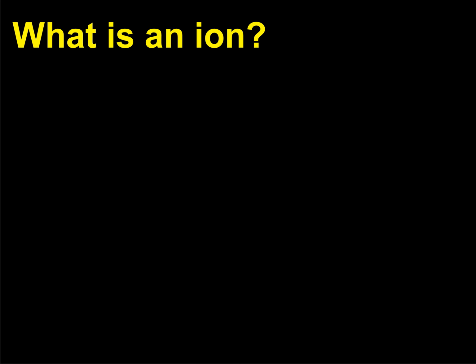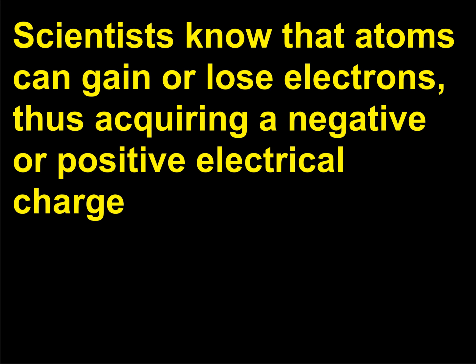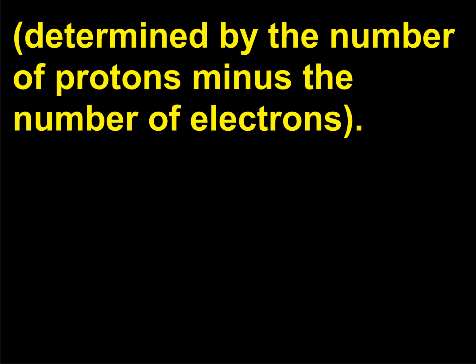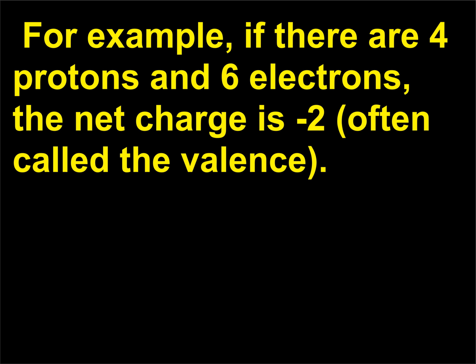What is an ion? Scientists know that atoms can gain or lose electrons, thus acquiring a negative or positive electrical charge, determined by the number of protons minus the number of electrons. For example, if there are 4 protons and 6 electrons, the net charge is -2, often called the valence.